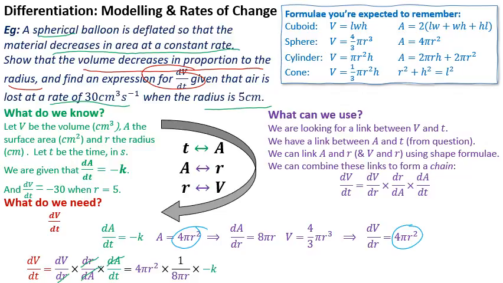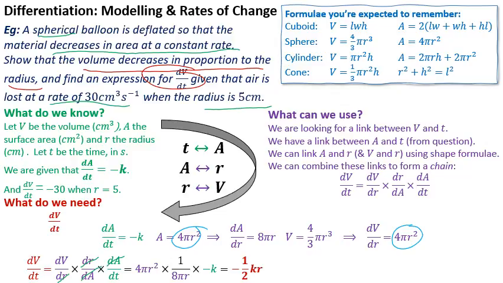dV by dr is what we had calculated previously, 4 pi r squared. The dA by dr we already worked out to be 8 pi r, but we want dr by dA, so we flip it over. The last bit was given in the question, negative k. The overall result looks relatively simple, minus a half kr.